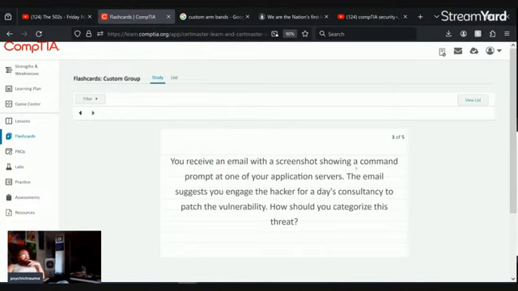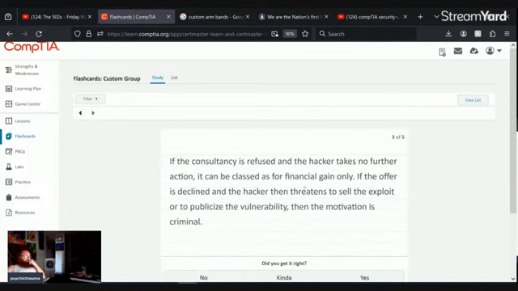You receive an email with a screenshot showing a command prompt at one of your application servers. The email suggests you engage the hacker for a day's consultancy to patch the vulnerability. How should you categorize this threat? Malicious? I don't think it's independent. I don't understand the question. If the consultancy is refused and the hacker takes no further action, it can be classified as for financial gain only. If the offer is declined and the hacker then threatens to sell the exploit or to publicize the vulnerability, then the motivation is criminal.